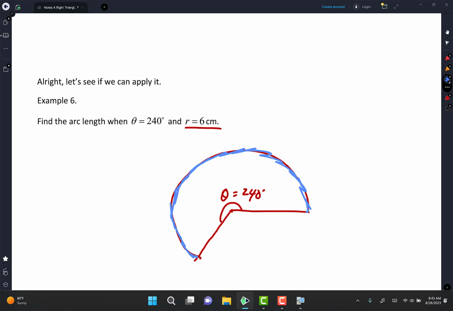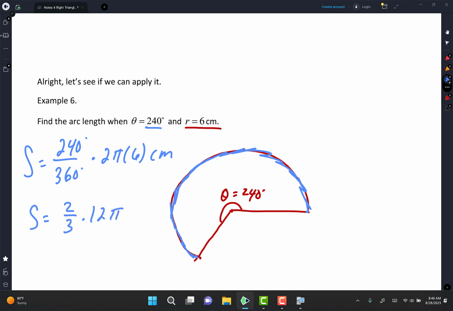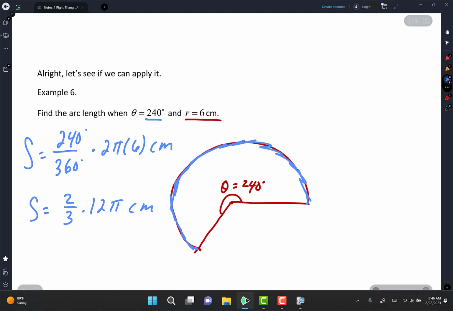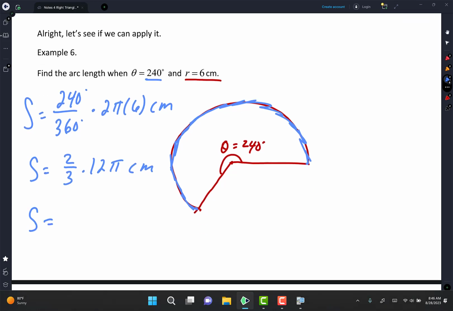So how do I get that distance in sky blue? You go S equals theta over 360 times 2 times pi times 6 centimeters, so 240 over 360 times 2 times pi times 6 centimeters. Because that 240 over 360 is like a percentage. Makes sense, guys? So S equals, let's see, 24 and 36, I want to say that's 2/3 times 12 pi centimeters. And what's 2/3 of 12? 8. 8 pi centimeters. I could be wrong.